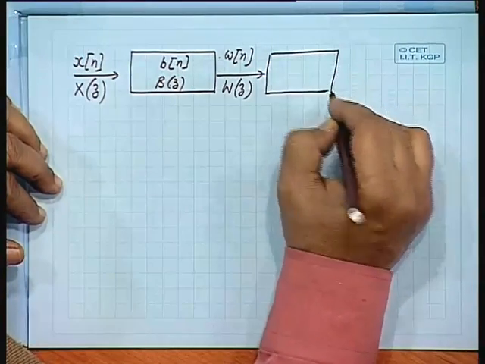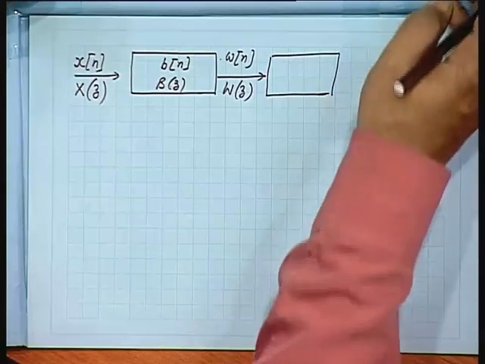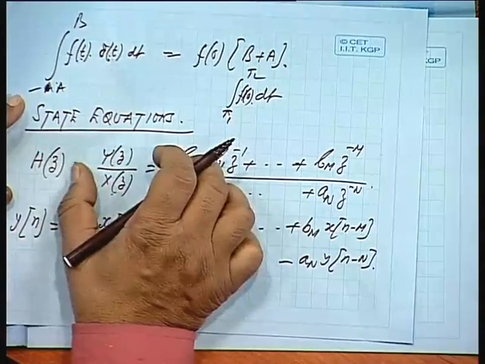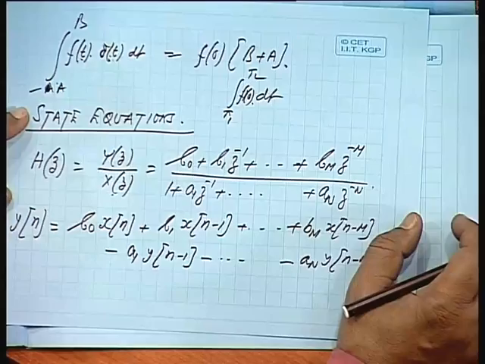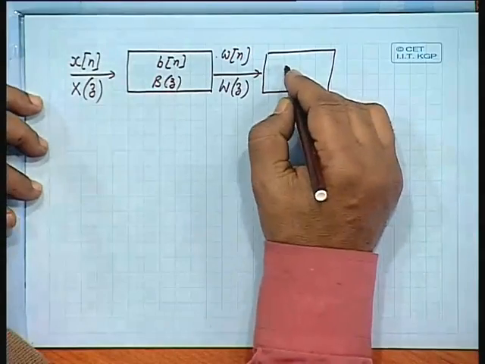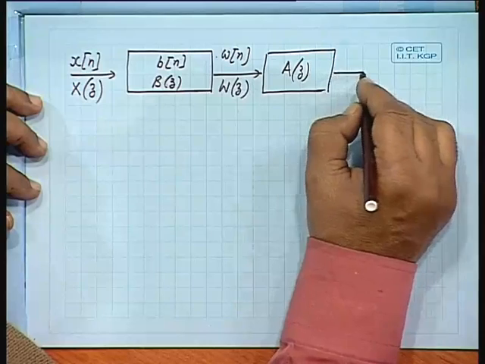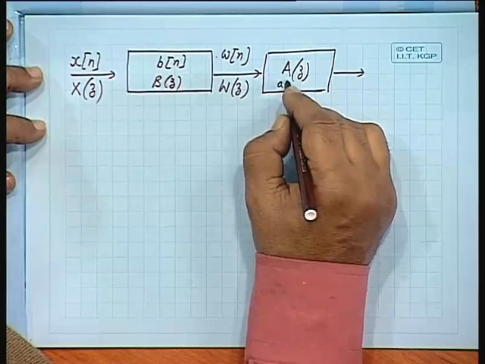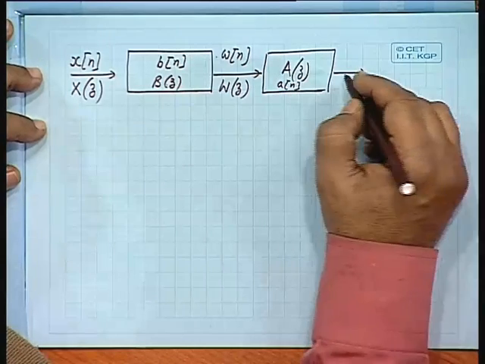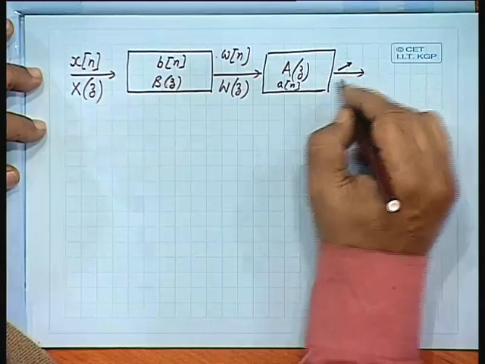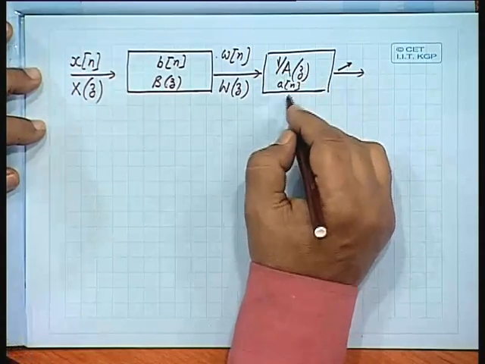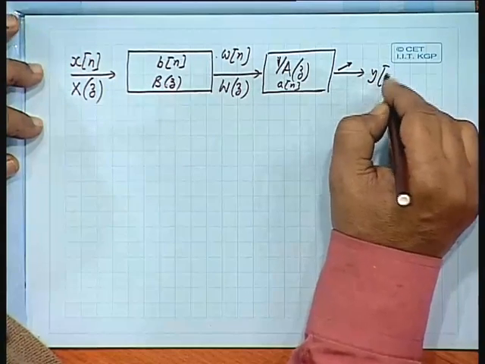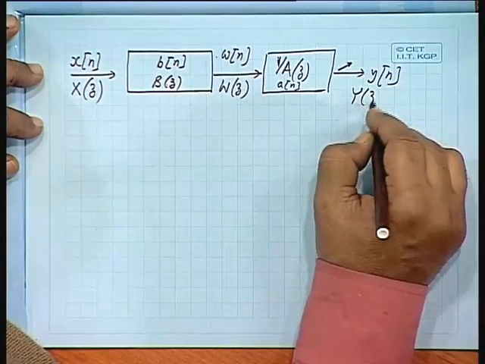okay. I can segregate these two operations of a z by b z or b z by a z as b z multiplied by 1 by a z, okay. So, this can be written as a z, and correspondingly it is a n in the time domain and it should be 1 by a z. Suppose correspondingly it is some coefficients of a n, so on this side you will get y n or y z, you can call it.